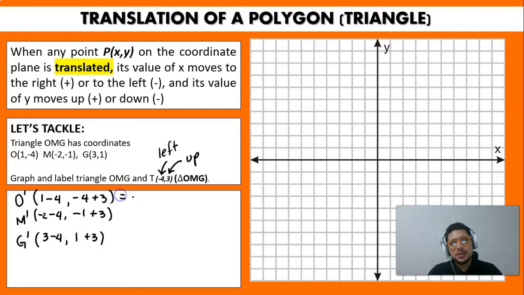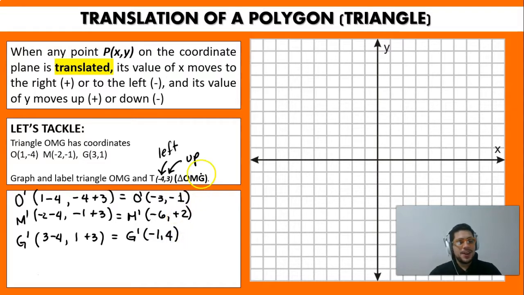And that gives us that the image of O is going to be minus 3 comma minus 1. The image of M is going to be minus 6 comma plus 2. And then of G, the image is going to be minus 1 comma 4. Okay, and now we are ready to draw the pre-image and the image. So let's graph and label.